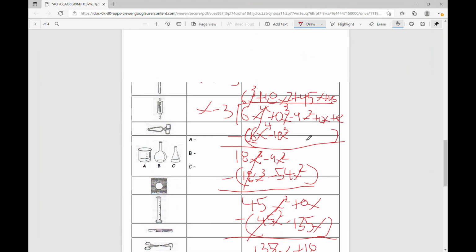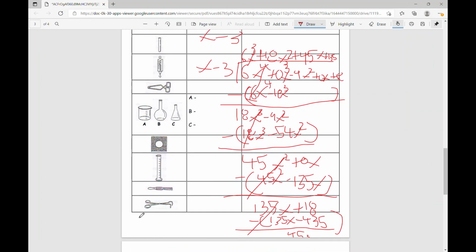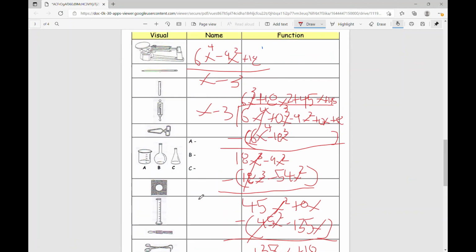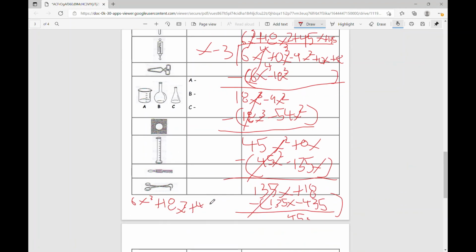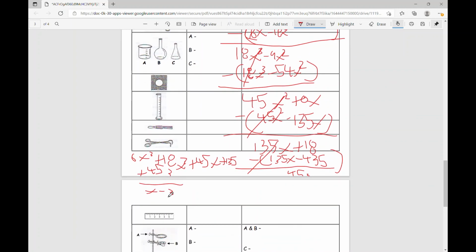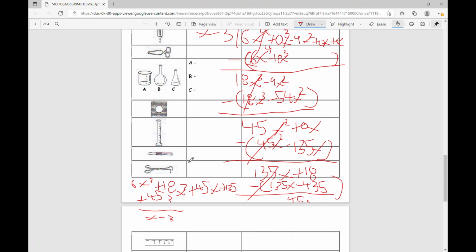So how we're going to write our final answer is like this. We're going to have 6x cubed plus 18x squared plus 45x plus 135, but also plus 423 divided by what we tried to divide it by, x minus 3. So that is our final answer. Again, our remainder goes in the numerator, and what we're trying to divide by, x minus 3, our divisor, goes in the denominator, and that's how you would write the final answer for that problem.